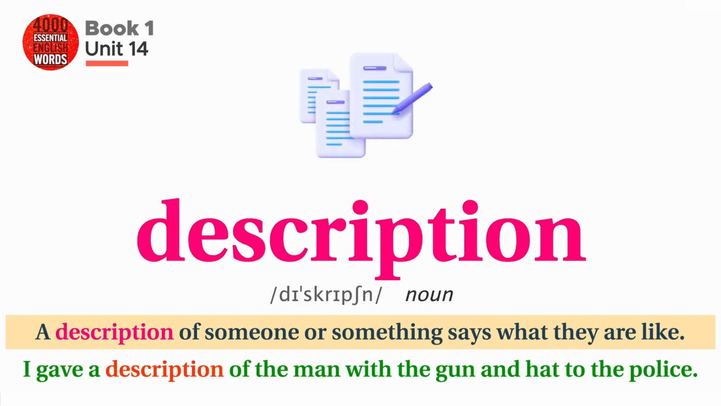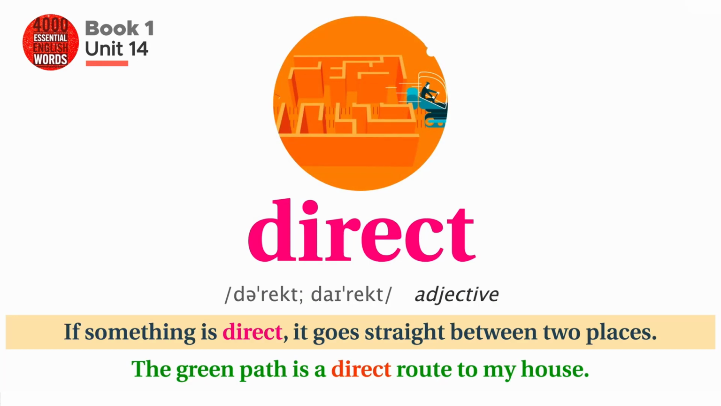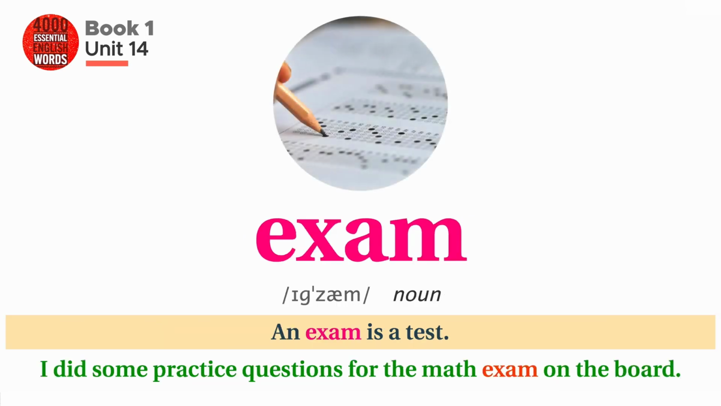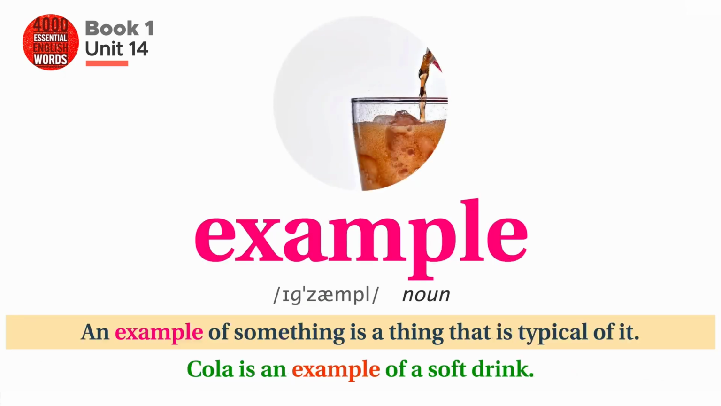Description. A description of someone or something says what they are like. I gave a description of the man with the gun and hat to the police. Direct. If something is direct, it goes straight between two places. The green path is a direct route to my house. Exam. An exam is a test. I did some practice questions for the math exam on the board. Example. An example of something is a thing that is typical of it. Cola is an example of a soft drink.